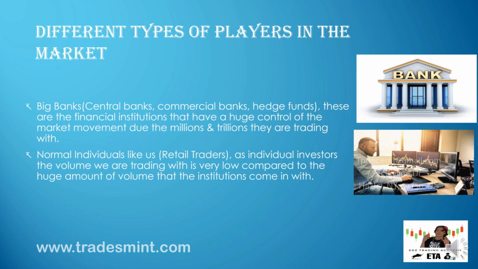So number one is the financial institutions. They're the ones that have the most power and the most influence in the market. Second is normal individuals like us, who are called retail traders. That's normal people investing our money and looking to make a profit. The reason Forex is traded so much is that anyone can benefit from these currency fluctuations, even the big commercial banks, and us individuals as well.